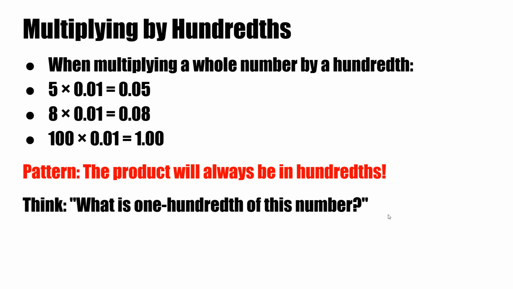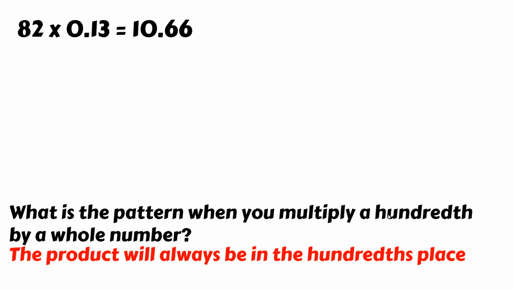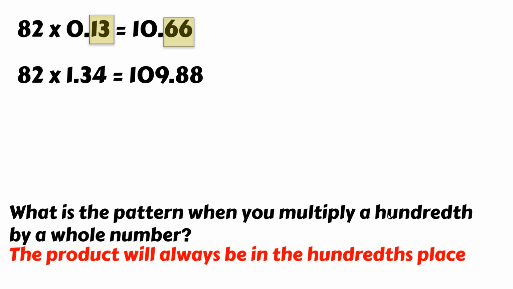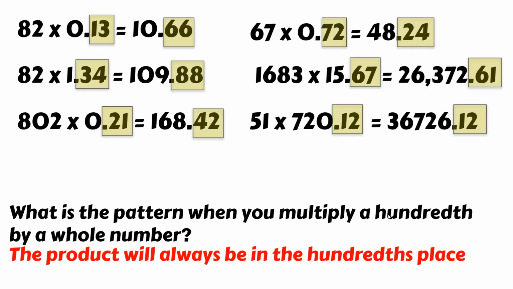So what do you notice here? The product is in the hundredths place. 82 times 13 hundredths, the product's in the hundredths place. I'm going to move through these, but I'd like you to take a look and see. You can pause the video and make sure that you can notice the pattern there. Whenever you multiply a number by a hundredth, even if it's a large number like 1,683 times 15 and 67 hundredths, you have 26,372 and 61 hundredths. Your product is always going to be to the hundredths place.